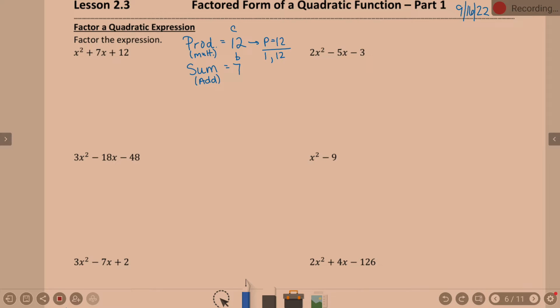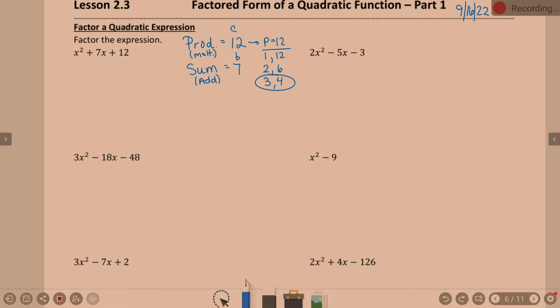Then I go to 2. 2 times what is 12? 6. 2 times 6. Then I go to 3. 3 times what is 12? 4. Then technically I would go to 4, but what do we notice? We already used 4, didn't we? So those are my 3 options. Which pair adds to be 7? 3 and 4.